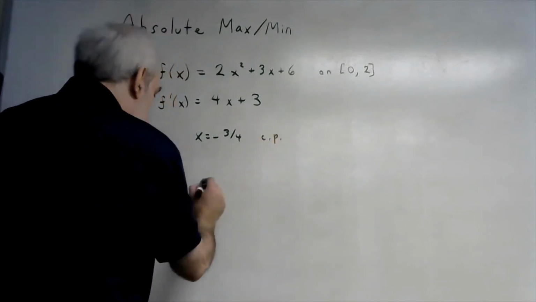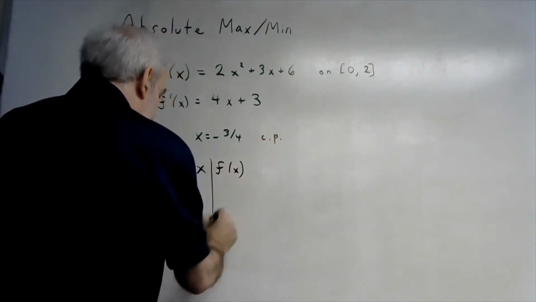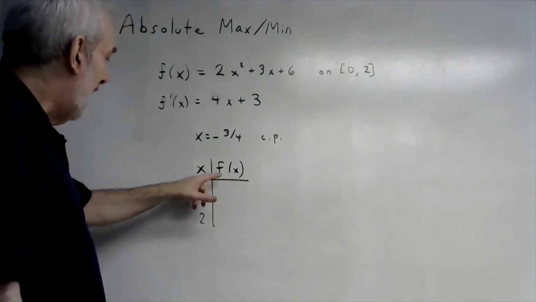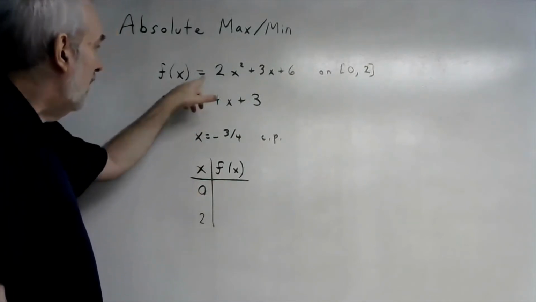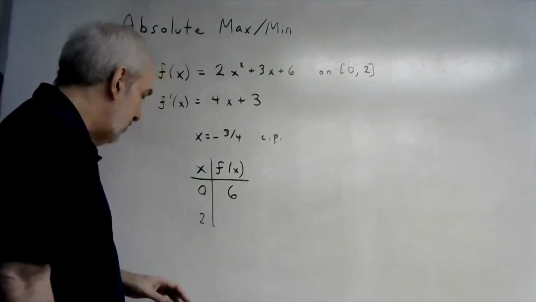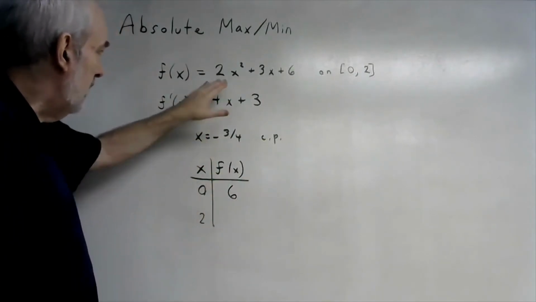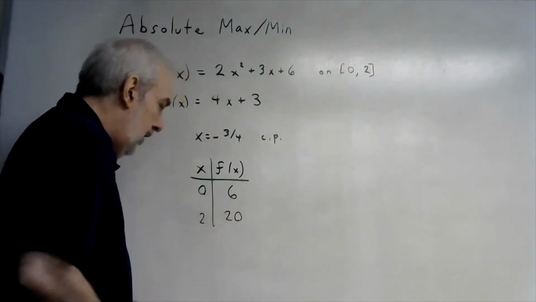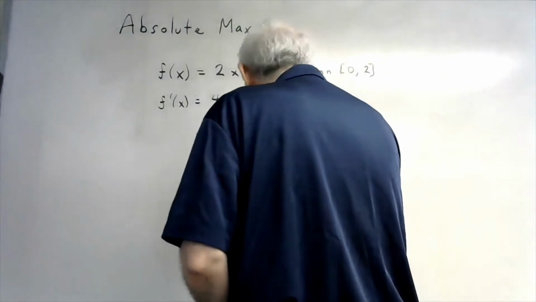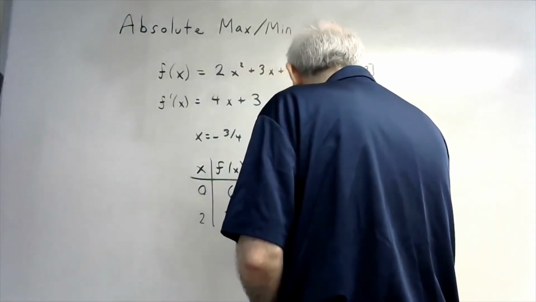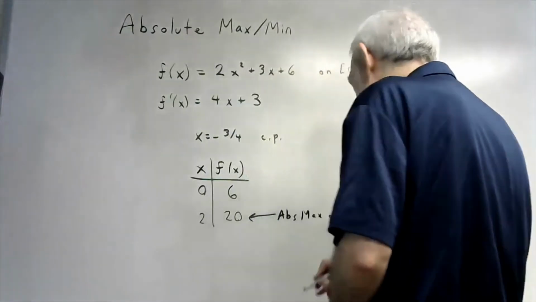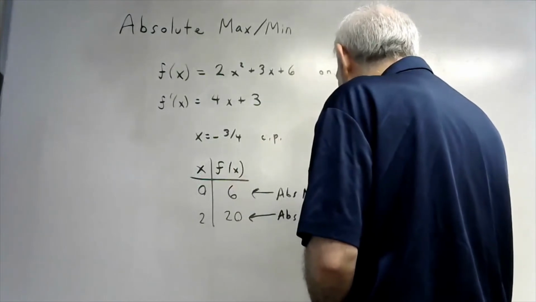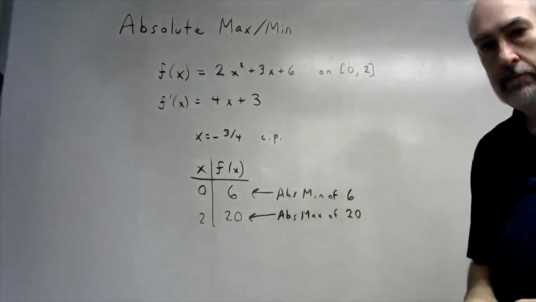So all I have to do next is find the values at the two endpoints. There's no critical point in between. So let's look at the value of your function at 0 and 2. If we plug 0 into the original equation, we get 6. If we plug 2 into the original equation, we get 8 plus 6 is 20. Therefore, 20 is the absolute max. You would say that you have an absolute maximum of 20. And the lowest point here is 6, so we have an absolute minimum of 6.